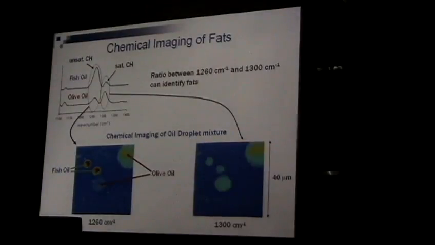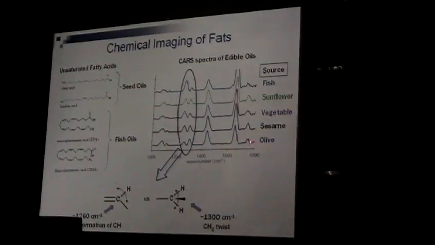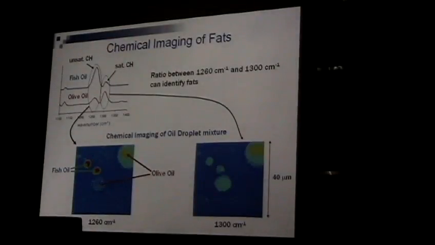Because I brought oil from my kitchen, I asked my students to make Raman spectra. So what he did is this. The most extreme pair was olive oil and fish oil. We make small liquid droplets. Actually, you can find this in your body too. And just mix it and look at whether we can distinguish them.